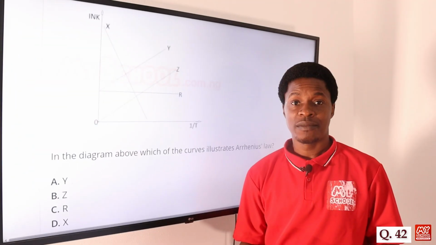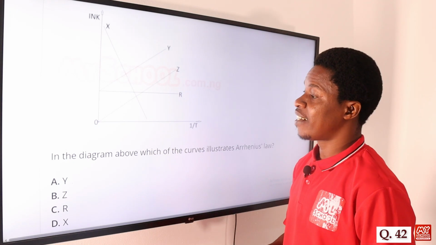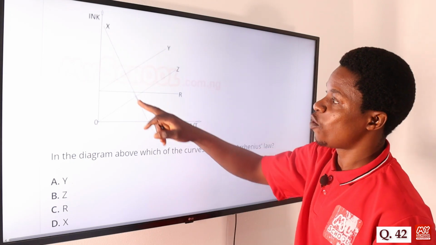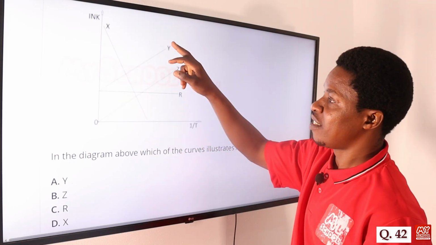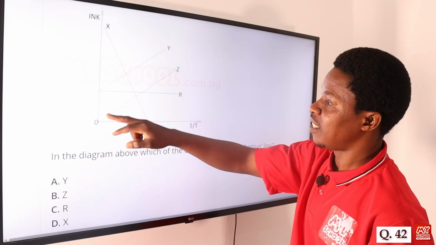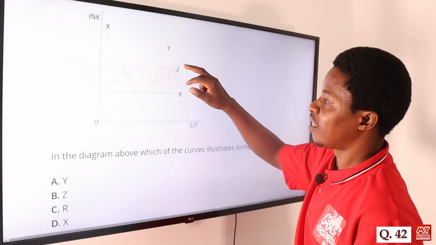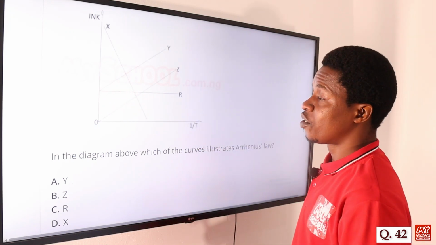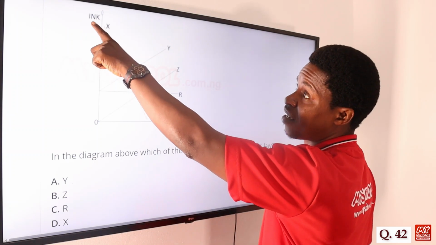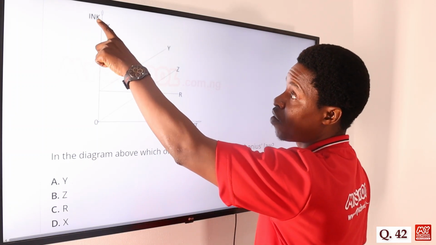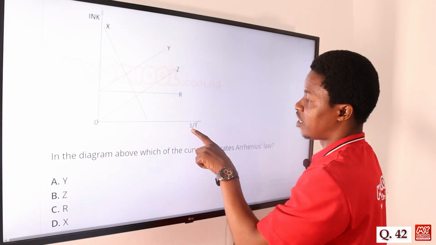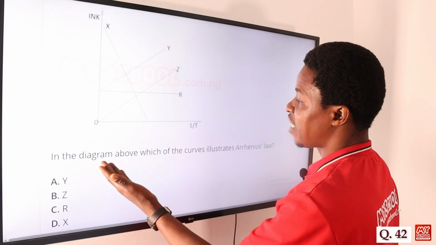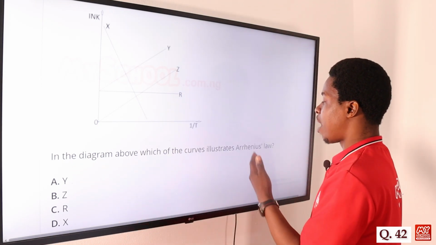Now we are moving on to question number 42. We have a diagram here with different curves. We have X sloping down, a Y moving from this point, then Z from the origin moving this way, and the one that is moving uniformly, that is R. We have a plot of ln K, the natural log of K, against the reciprocal of T, inverse of T. The question says, in the diagram above, which of the curves illustrates Arrhenius law?